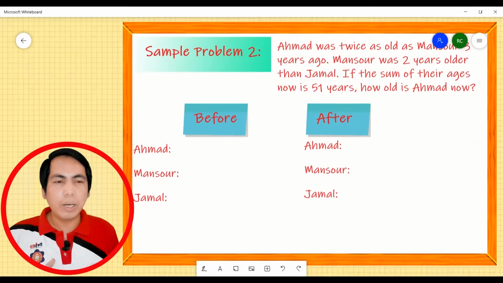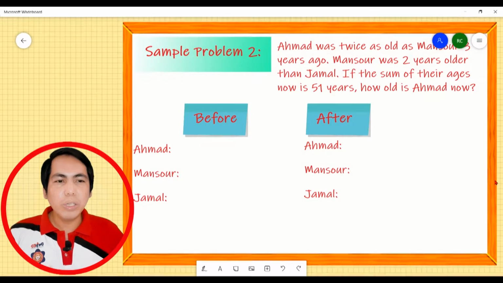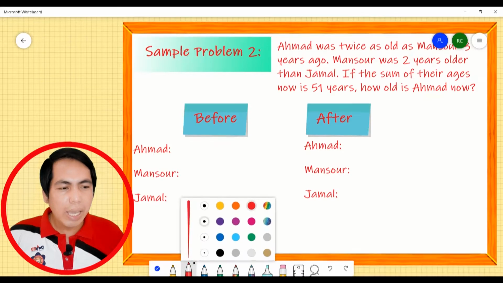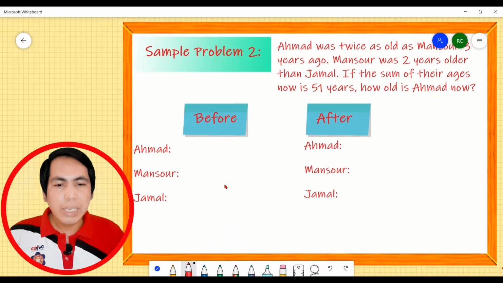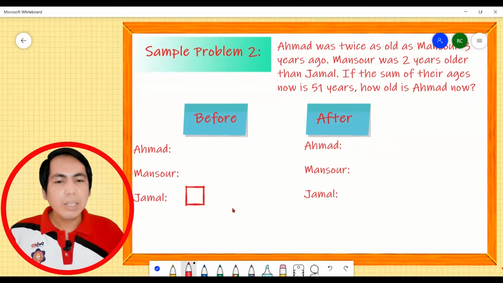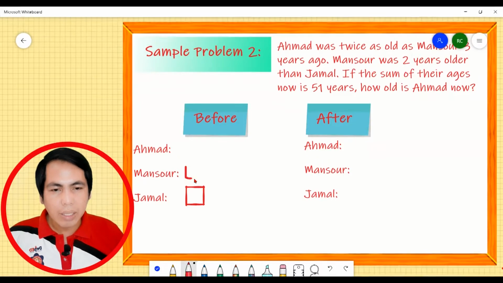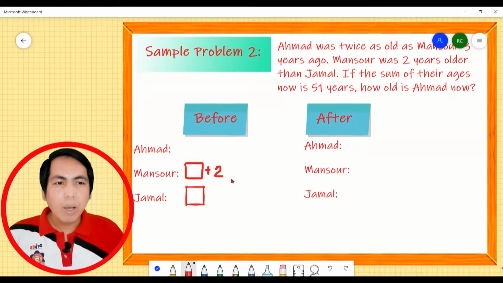So again, we are going to represent the age of each person 3 years ago. According to the problem, Mansoor was 2 years older than Jamal. So let us represent first the age of Jamal 3 years ago. If this was the age of Jamal, the age of Mansoor was a similar box as that of Jamal plus 2, while Ahmad was twice as old as Mansoor.